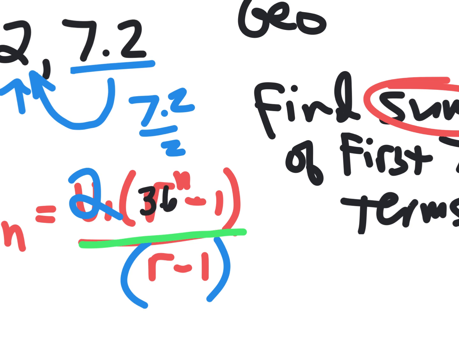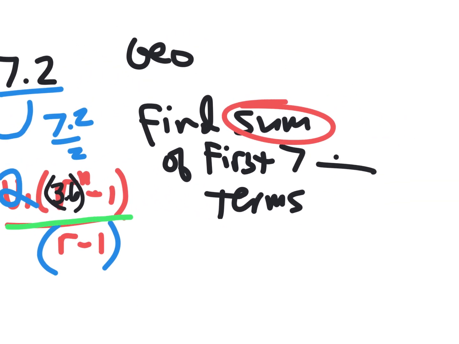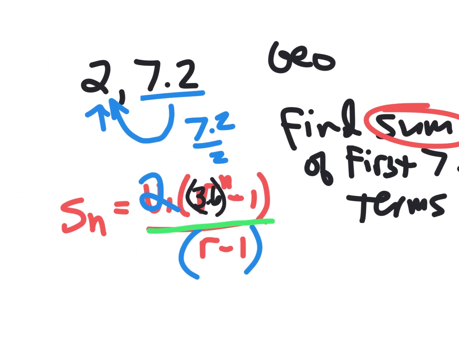3.6 is the R. I'm going to put it in parentheses because Mr. Server said if you're in doubt, every variable has a parenthesis. And then it's to the N, and that's one of the harder ones. What the heck is N? Well, they told you 7 was important. That's N. The 7 terms, that's N. N is this. S sub 7, N is 7. And then R minus 1, well, R was 3.6.